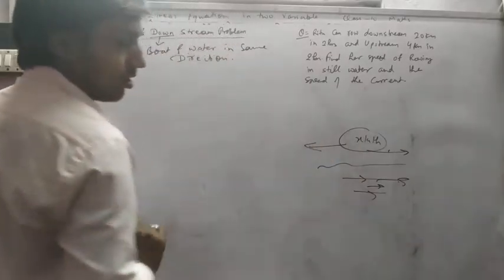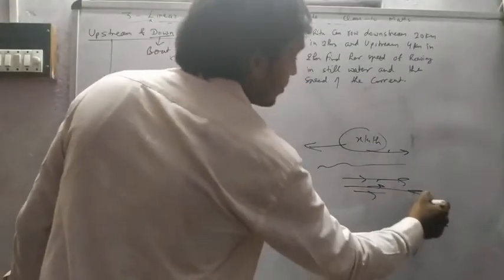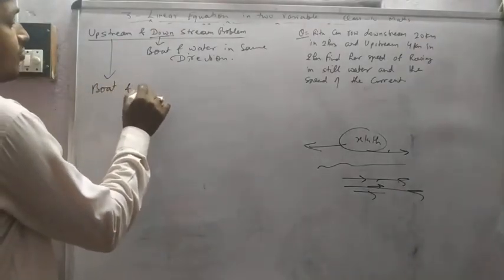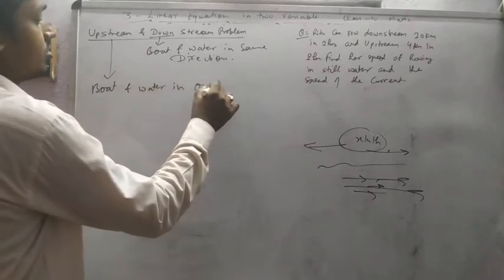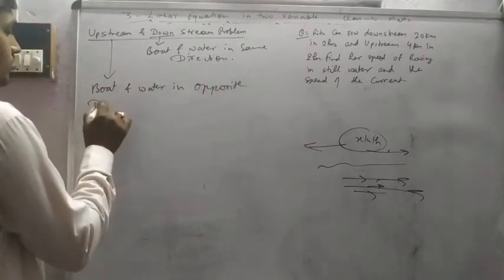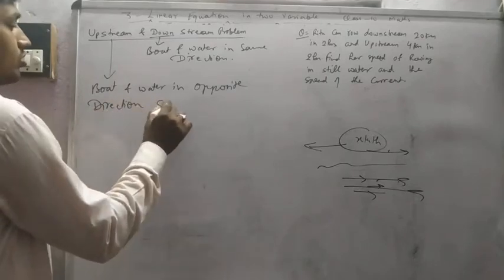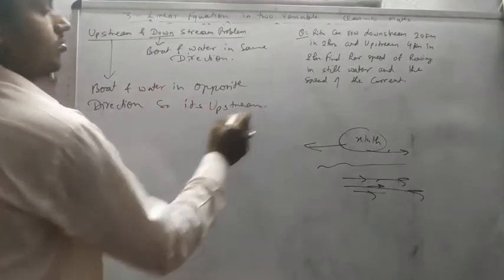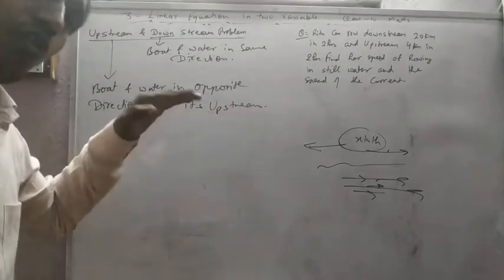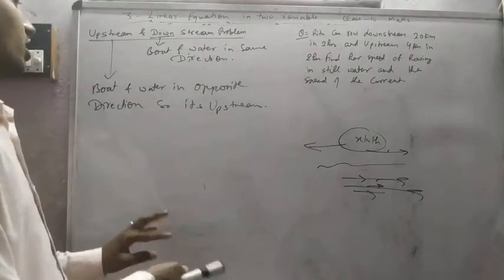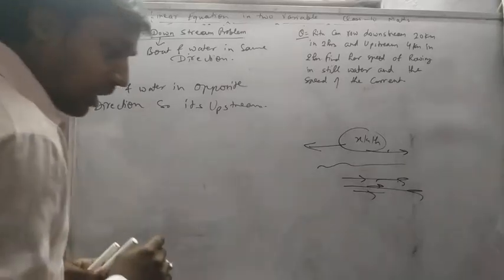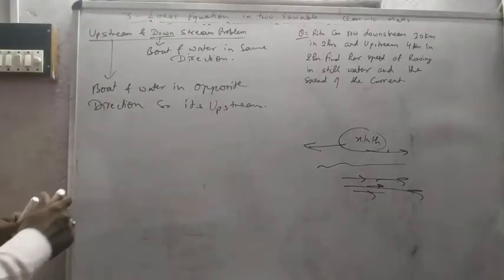But if the boat is on the left side and the water is on the right side, so boat and water are in opposite directions, so it's upstream. Okay, boat and water in the same direction is downstream, in opposite directions is upstream. Okay, so for this type of question we always write 4 steps.